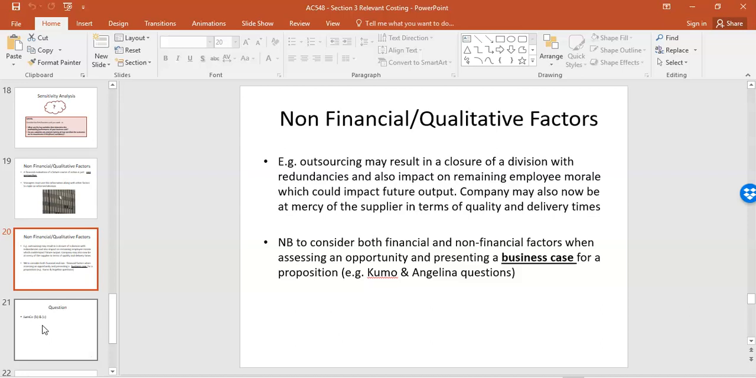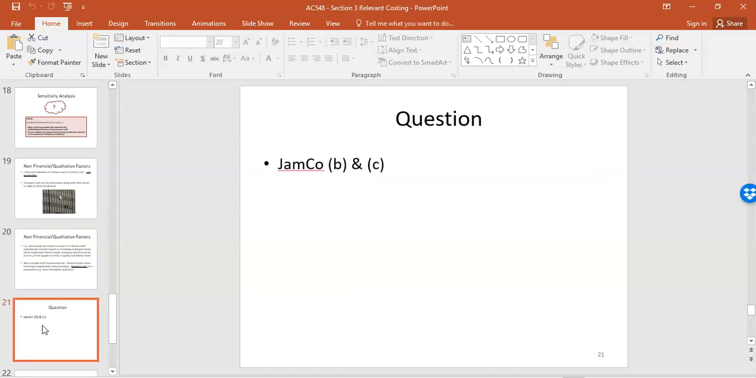What are the non-financial things? And there'll always be non-financial requirements. Because remember, numbers will only tell you one thing. You have to look at the marketing side of things, the HR side of things, the strategic side of things to make a full and comprehensive decision. So go back and have a look at JAM Corp Part B and C when you get a chance. And then go on and look at the other questions in the pack, the Kumo, the Angelina, which will give you more practice on those.